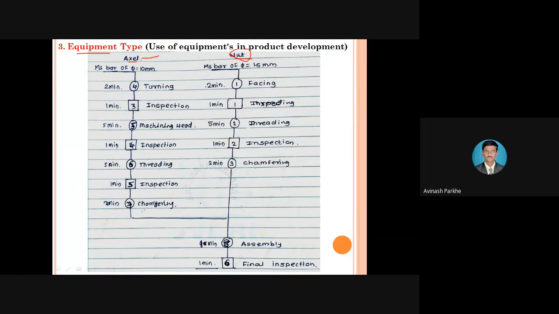So for the nut manufacturing, what will be the procedure? And for the axle manufacturing, what will be the procedure? In this procedure, only operations are represented. That is, first one will be facing, then threading, then chamfering.